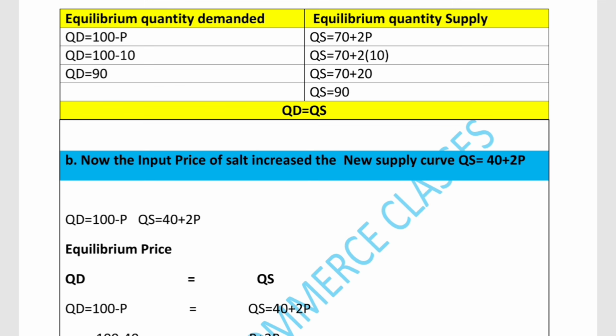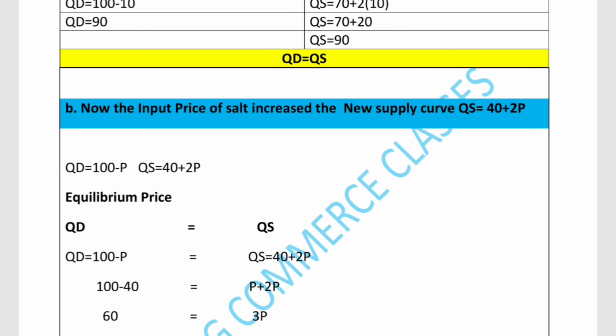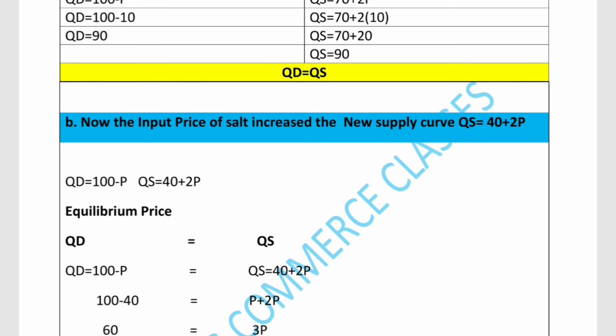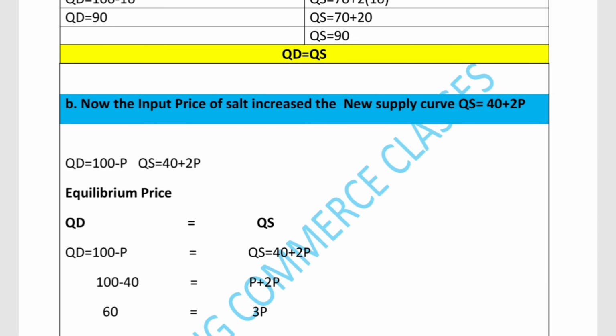Okay, next, B. Now the input price of salt increases, and the new supply curve is QS is equal to 40 plus 2P. We need to calculate the quantity demanded and supplied for 40 plus 2P. Similarly, what we first need to find is the equilibrium price, as we did in the first case, the equilibrium price and quantity.